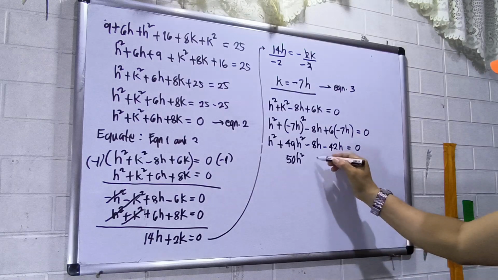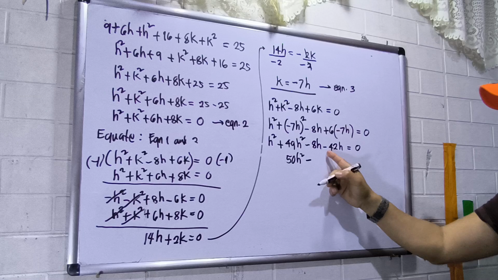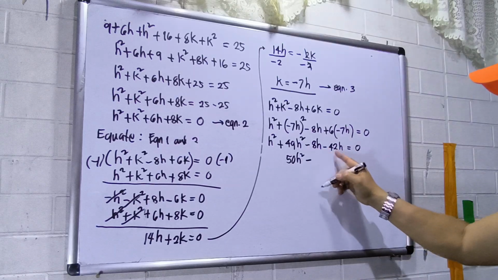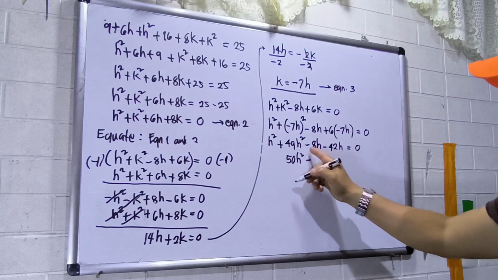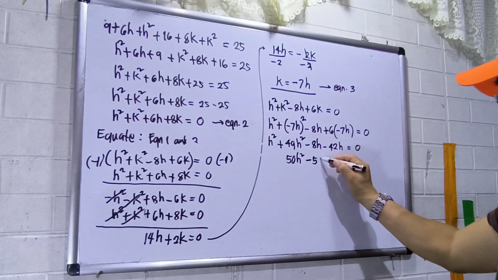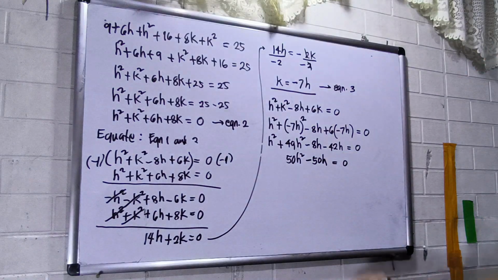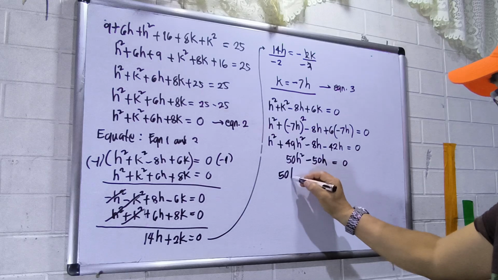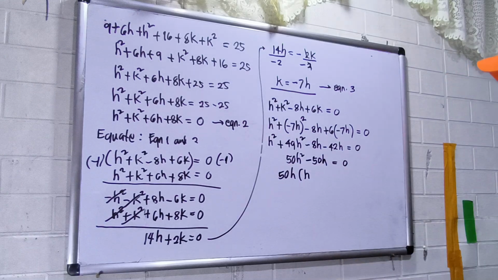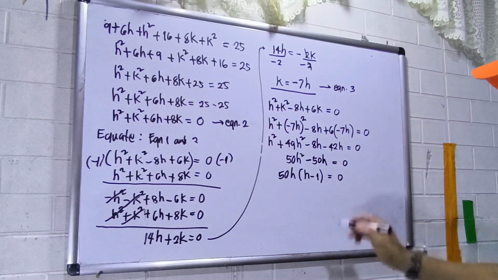50H squared. And then this one, negative 8H minus 42H. So the same sign, meaning add 42 and 8. So that will be 50. Then common sign is negative. So this will be negative 50H is equal to 0. Then common factor. So I have 50H, circle brackets. So I have in here H, then minus 1 is equal to 0.